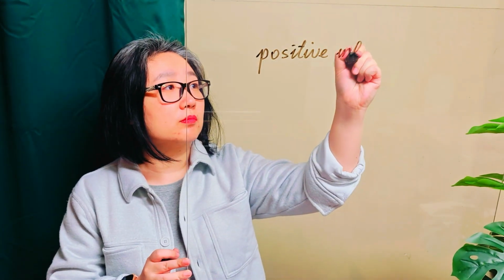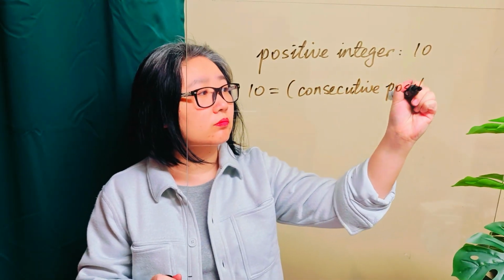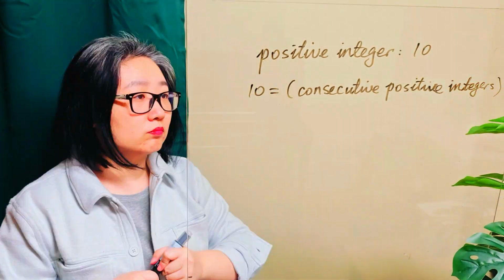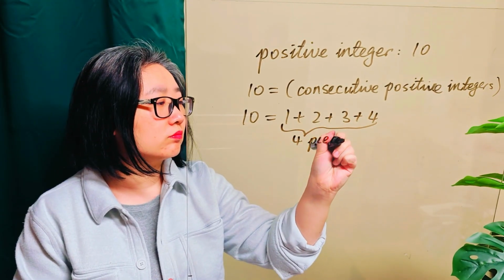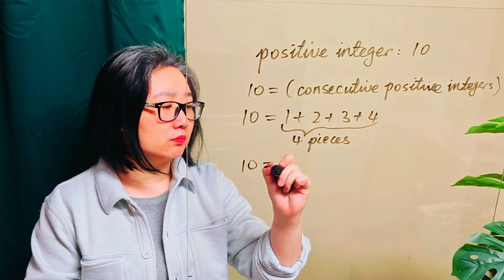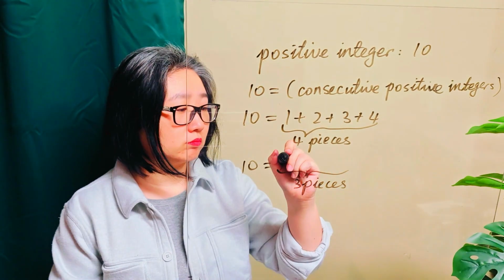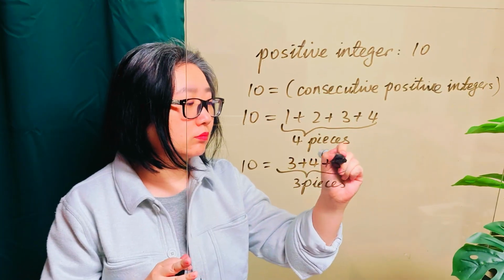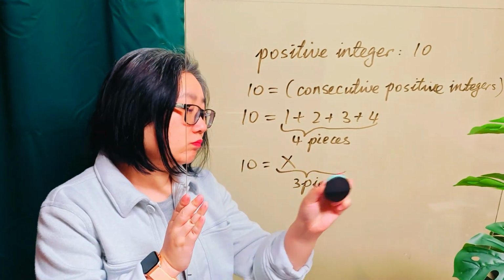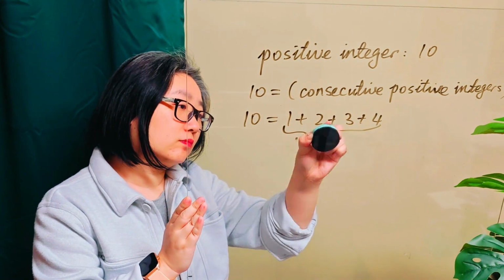So here's a problem. If we have a positive integer, say 10, and we want to break it into the sum of consecutive positive integers, say 1 plus 2 plus 3 plus 4, which is 4 pieces. Notice that 10 can't be broken into 3 consecutive positive integers. 2 plus 3 plus 4 is too small, and 3 plus 4 plus 5 is too big. How can we tell which number of pieces a positive integer can be broken into this way?